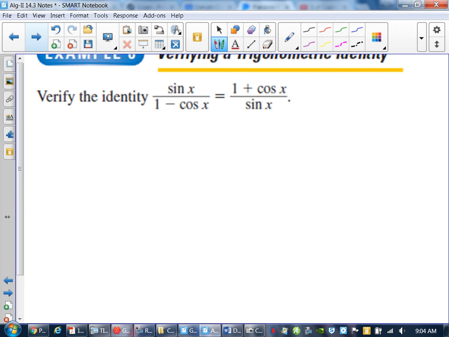Another verify. So I have sine over 1 minus cosine, and I want to show that that equals 1 plus cosine over sine. Well, it does. It's obvious. It already says it is. So why do I have to do the problem? Well, because there's trigonometric proof, and there's a method to do this that you've already done.